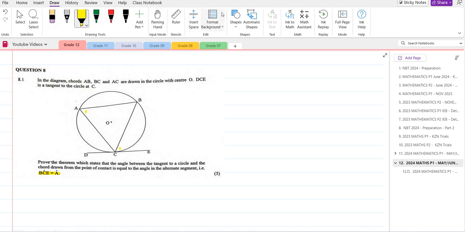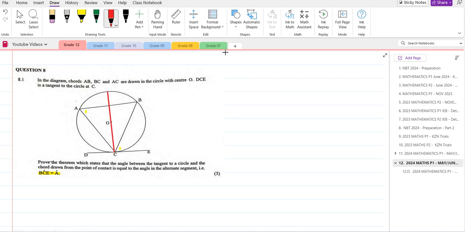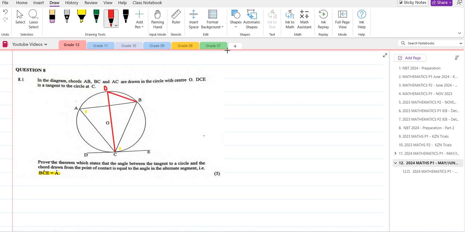I don't have a diagram sheet here, so I'm just going to construct this line. You must say: construct line COD diameter and join BD. These are your construction lines. Usually we put construction lines in broken lines.